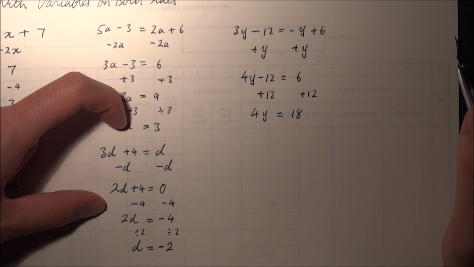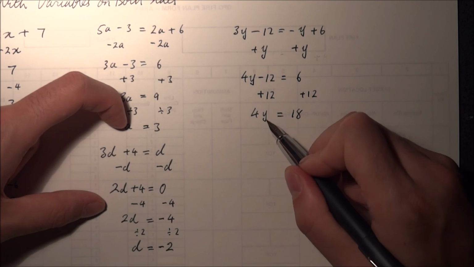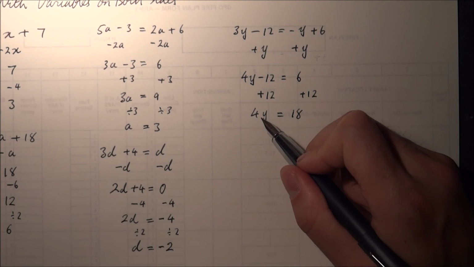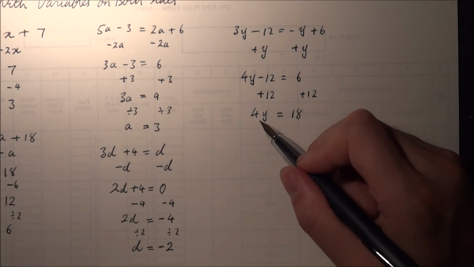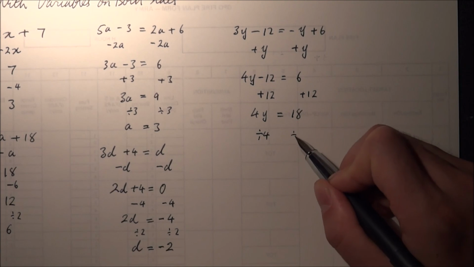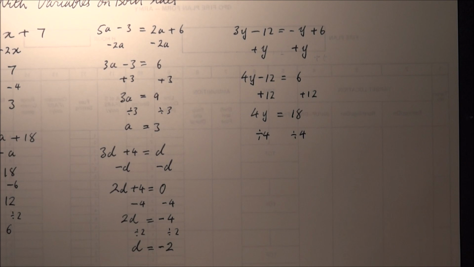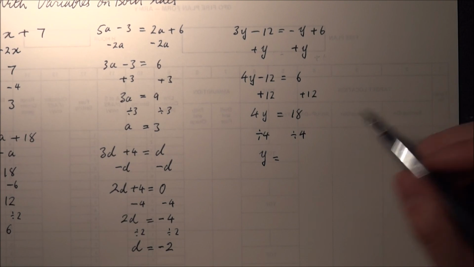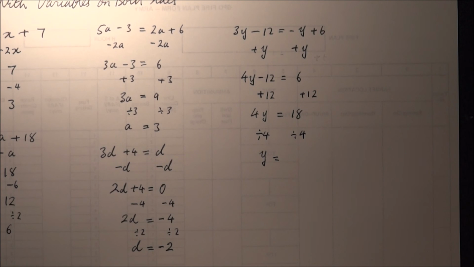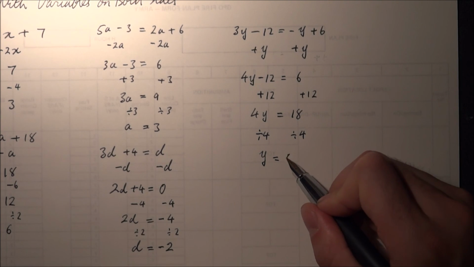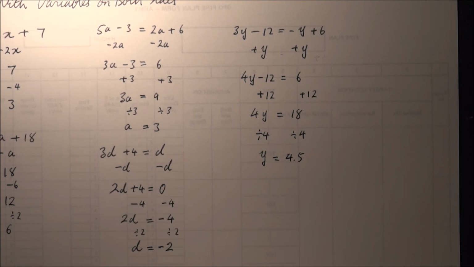And 4 here, so we have to cancel out this 4 by dividing by 4, which we have to do to the other side as well. So we end up with y equals, well, 18 divided by 4 is 4.5. So there is that.